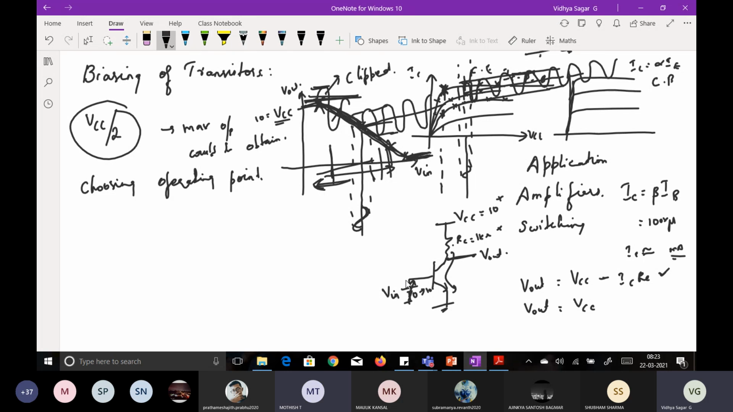So VCC by RC. The maximum current in the circuit, IC, will be VCC by RC. This is the maximum current possible in this circuit. Fine. Similarly, the maximum voltage will be VCC. This is the maximum voltage that could be applied. Why? Because at this point you could directly say IC is 0.